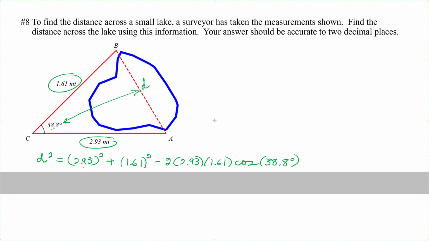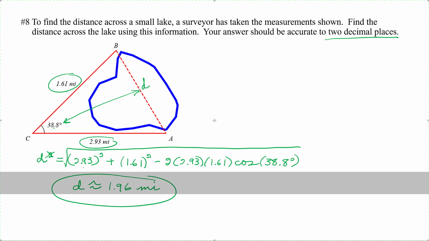And we're almost done. We almost have D. What I'm going to do here is take the square root of both sides. So D is equal to the square root of all this stuff on the right side. If I do that, I'm going to find D is approximately equal to, paying attention that we're rounding to 2 decimal places, 1.96 miles. And again, try this on your own to make sure that you're plugging this in your calculator correctly so that you know you'll get it on an exam.